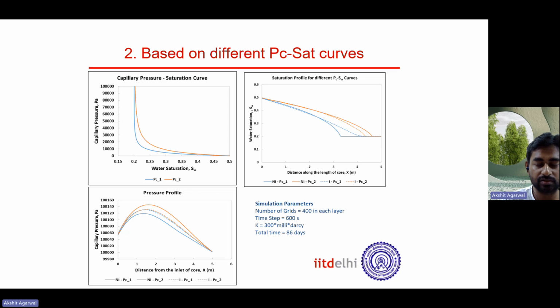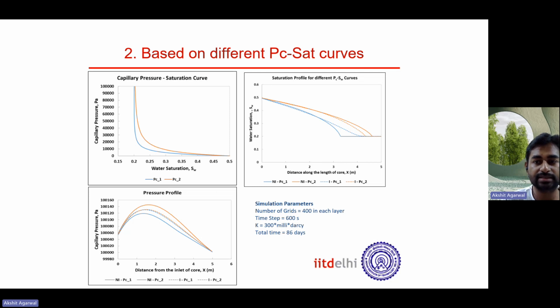In this case also we use the weakly water wet porous media, due to the number of days it takes to reach the producer end. The exponent for the PC1 curve is 0.2, 0.3 and for the PC2 curve is 0.5. So in non-interacting layers, the layer characterized by the PC2 curve exhibits a leading front, whereas the layer with the PC1 curve displays a trailing front.